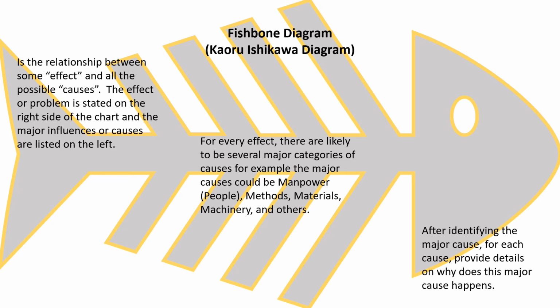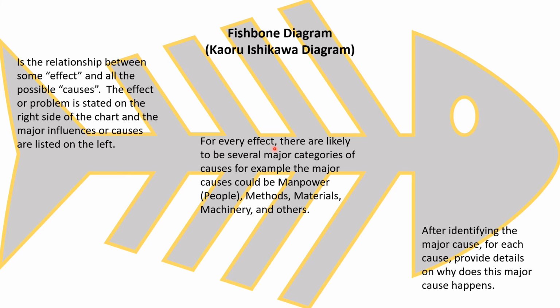The first one we have is the fishbone diagram, by Kaoru Ishikawa. The fishbone diagram is the relationship between some effect and all the possible causes. The effect or problem is stated on the right side of the chart, and the major influences or causes are listed on the left, meaning that usually we will mention the problem here, and then all of the effects or causes will be listed out at the bone side.